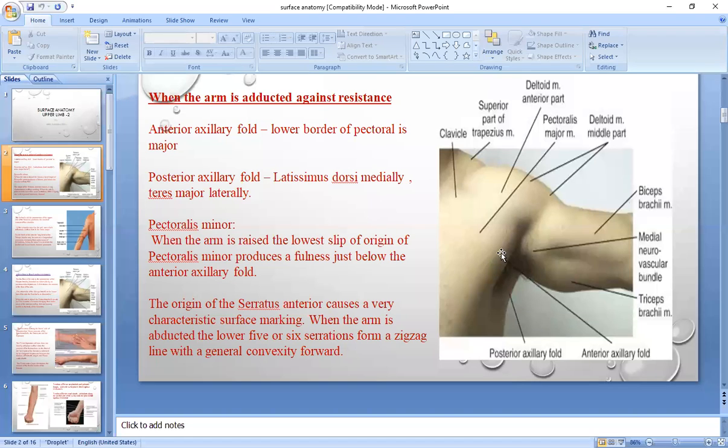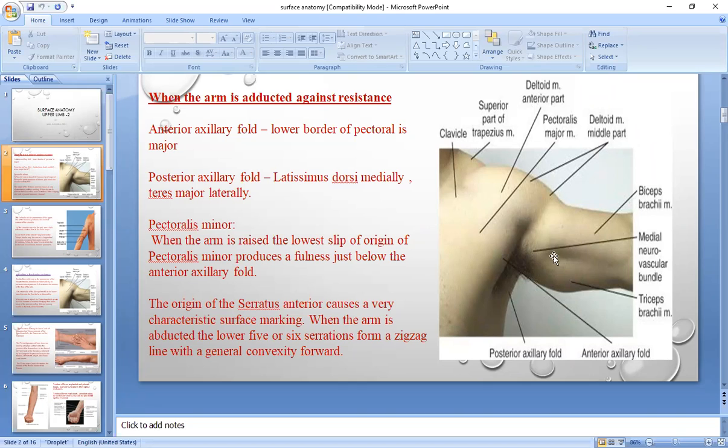The bulkiness of the anterior axillary fold is formed along with this pectoralis major by the pectoralis minor, which lies just beneath it. So these two muscles create this anterior axillary fold. Then the posterior axillary fold. See, the cursor is showing the posterior axillary fold, which is formed by the latissimus dorsi medially and teres major laterally.